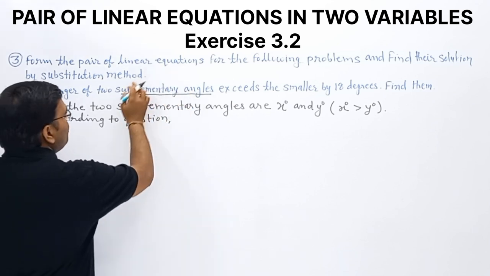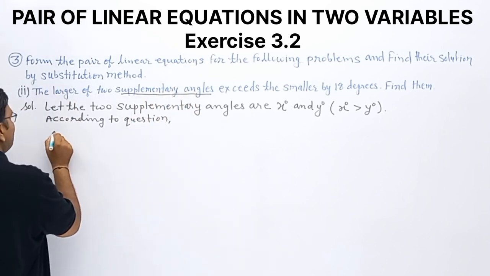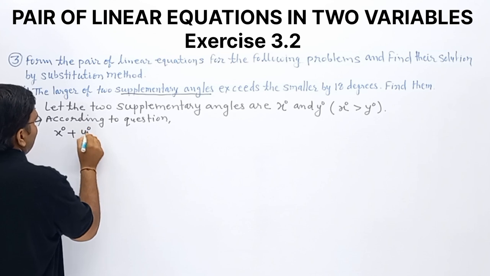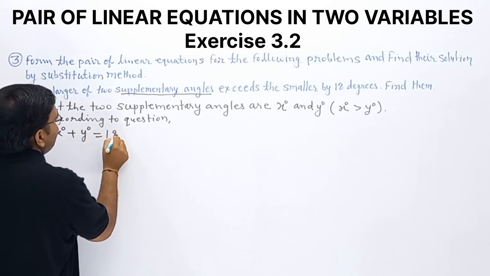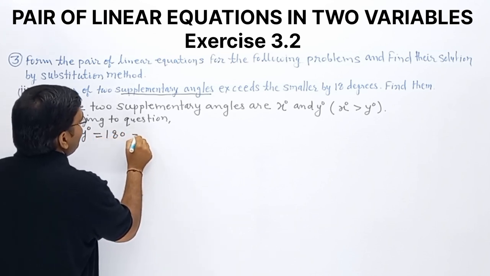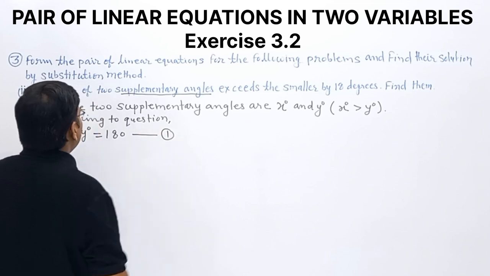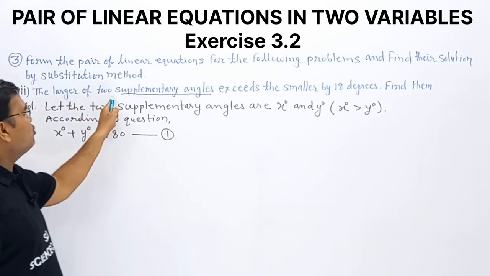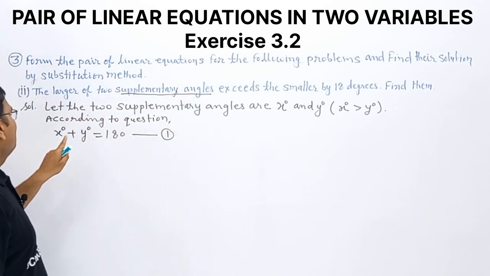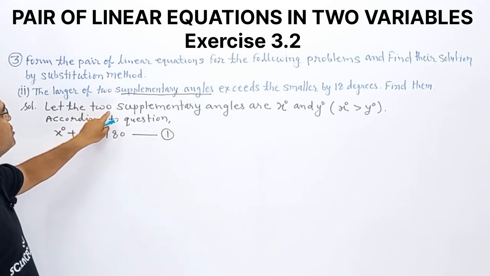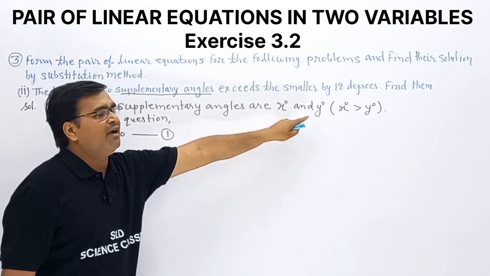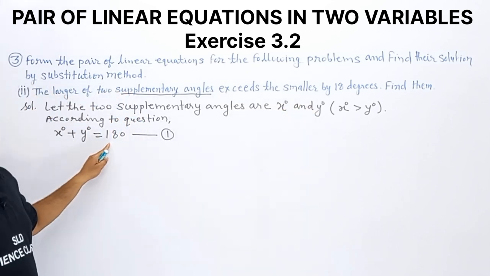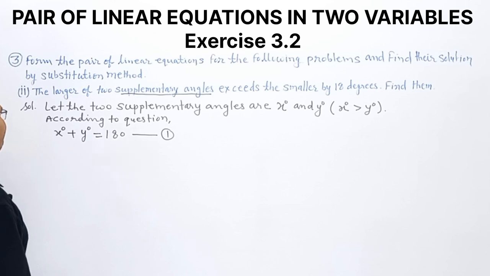So from these words we can say what? Sum of two angles is 180 degree. Then they are called supplementary angles. So first equation we can obtain like this. Two supplementary angles, it means sum of both angles. We assumed two supplementary angles are x degree and y degree. So sum of both will be 180 degree. This is the equation number 1.